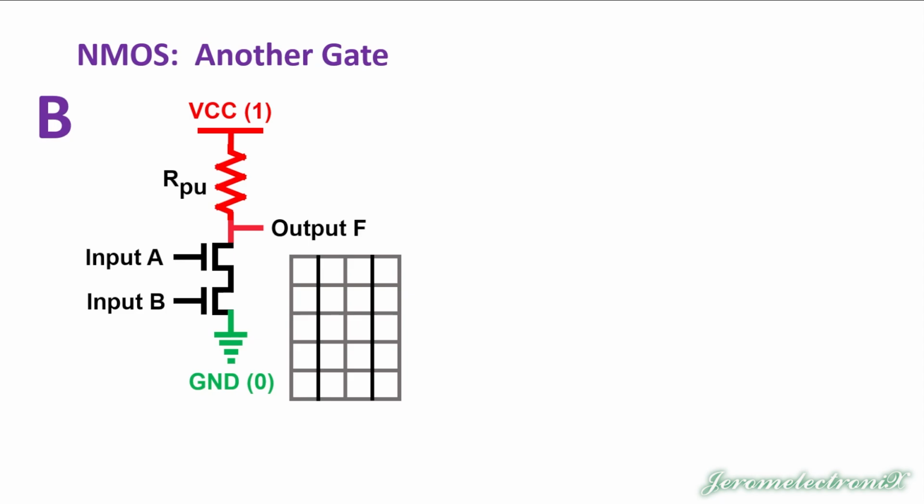Now I've just put a truth table on the screen because the truth table is the way beginners identify what gate they're looking at.